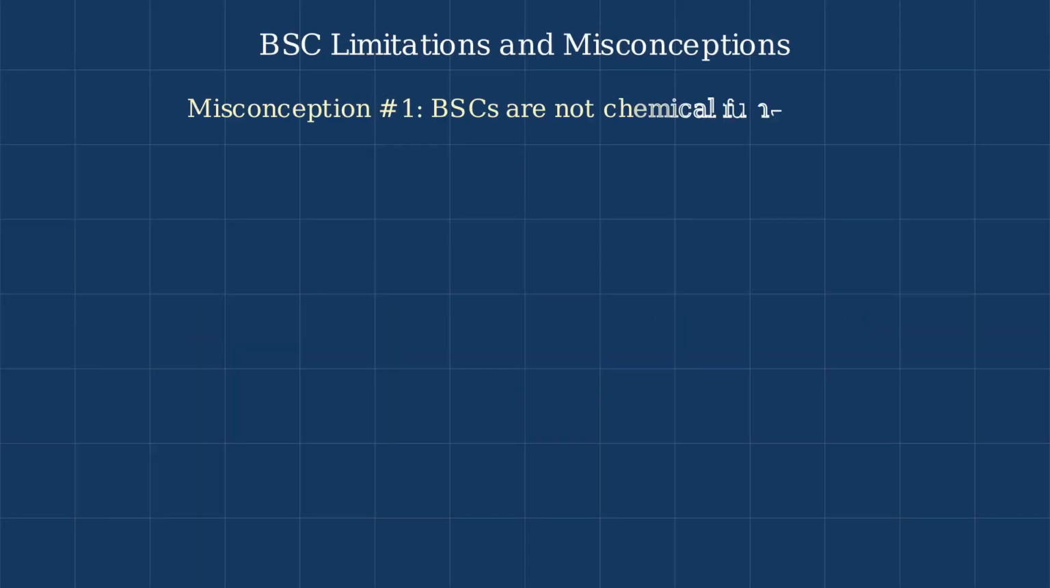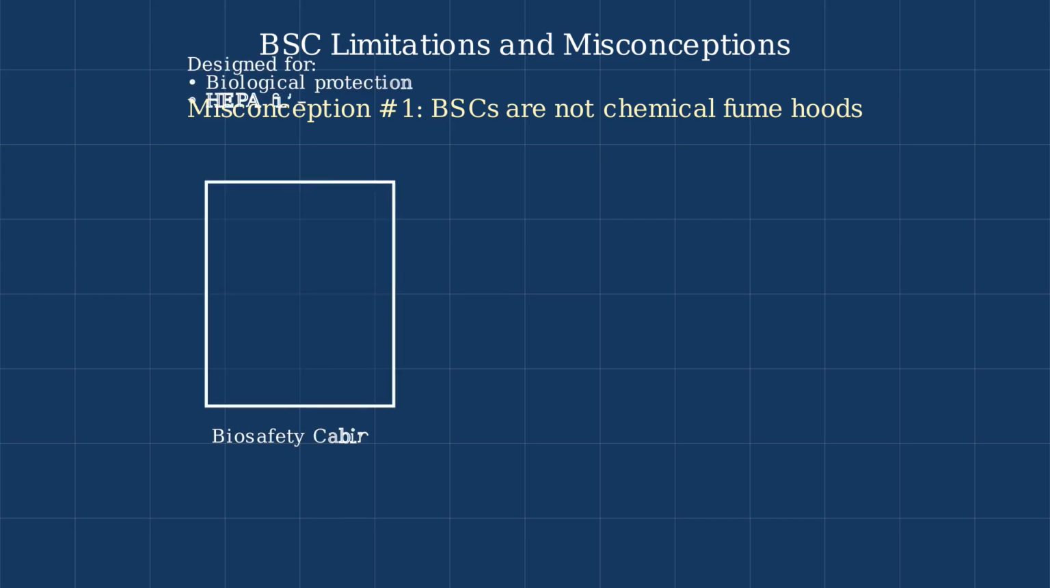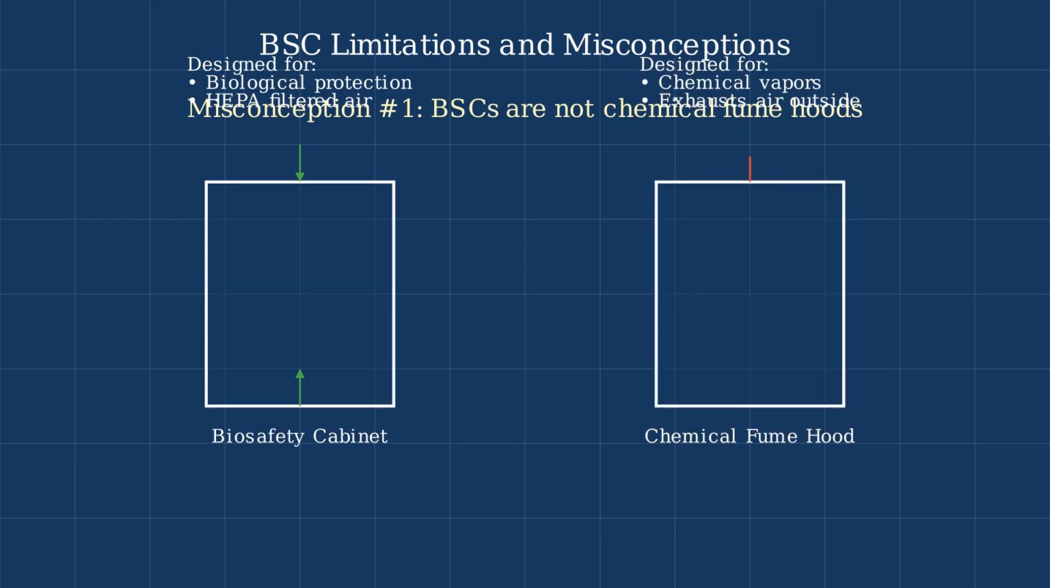One of the most dangerous misconceptions is that biosafety cabinets can be used like chemical fume hoods. Biosafety cabinets are specifically designed to protect users from biological agents. They use HEPA filters that trap microorganisms, but cannot filter chemical vapors. In contrast, chemical fume hoods are designed to protect against chemical vapors and continuously exhaust air outside of the building. Using volatile chemicals in most BSCs can damage the HEPA filters, contaminate the cabinet, and expose users to harmful vapors.